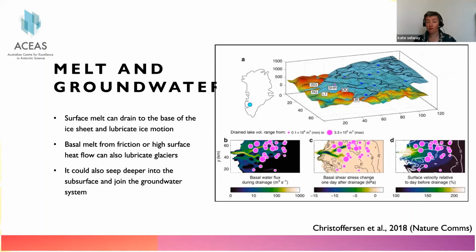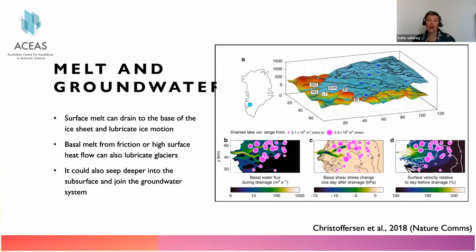Just an example of some work looking at this. This was some work in Greenland where surface melt pools were observed, and then they drained down to the base of the ice, and observations showed the ice flowing faster as these melt pools drained down to the base of the ice.